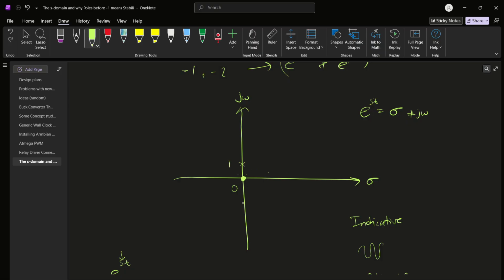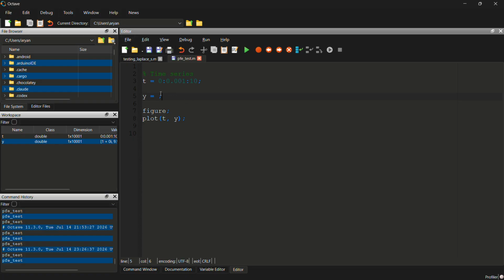Now let's take a value somewhere around here. Let's say we have e raised to 0 plus 1j. And let's try to simulate it in MATLAB. I've come to Octave here because I didn't have MATLAB. Firstly, I've defined a time series with this step. This is a continuous time series going till 10. I've chosen this value from a previous simulation. 10 gives us the full picture.